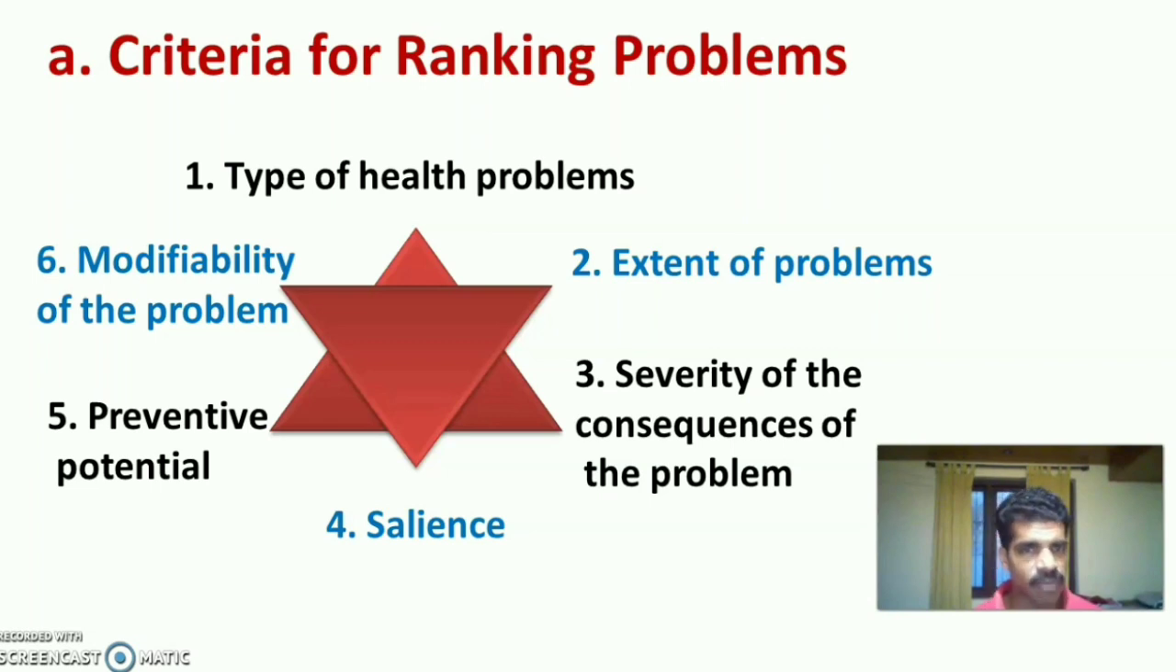First criteria is type of health problems. Second one is extent of the problems. Third one is severity of the consequence of the problems. Fourth one is salience feature. Fifth one is preventive potential. And sixth one is modifiability of the problem.